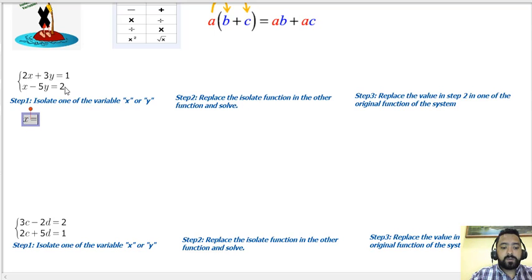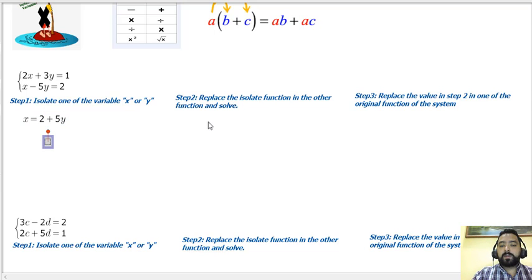I'm going to write this 2 here, and we keep it positive because we didn't change its position, and this negative 5y is going to be positive 5y. Remember, you can isolate for y if you want, or you can isolate for x. In this case, I'm going to isolate for x because it's easier to isolate.